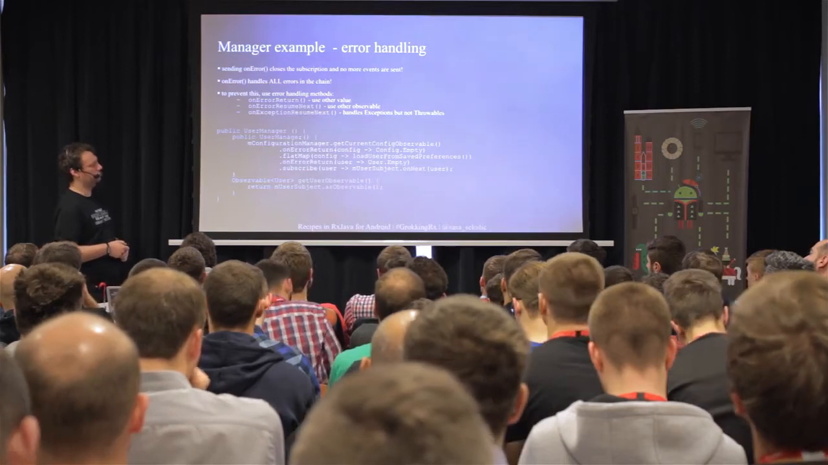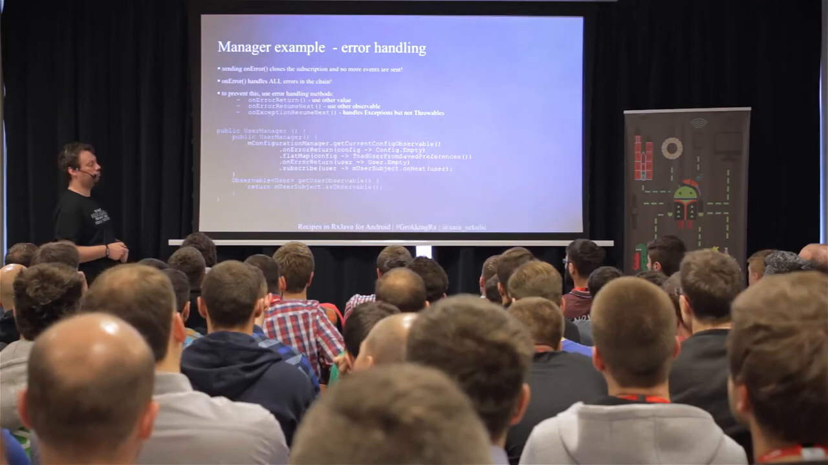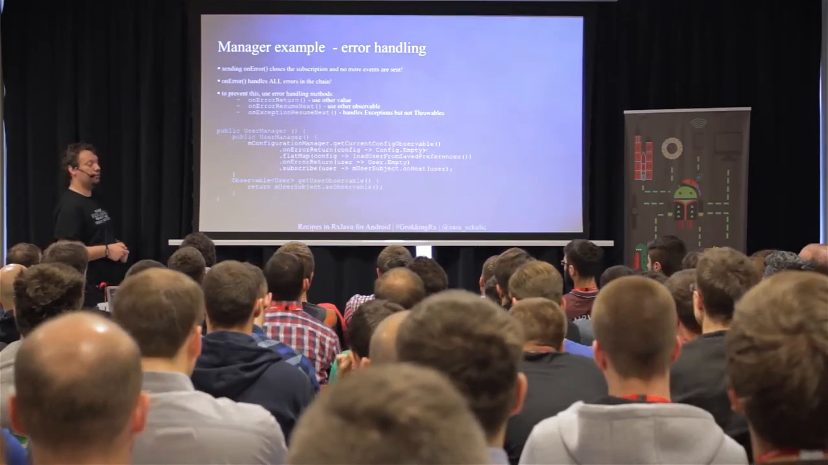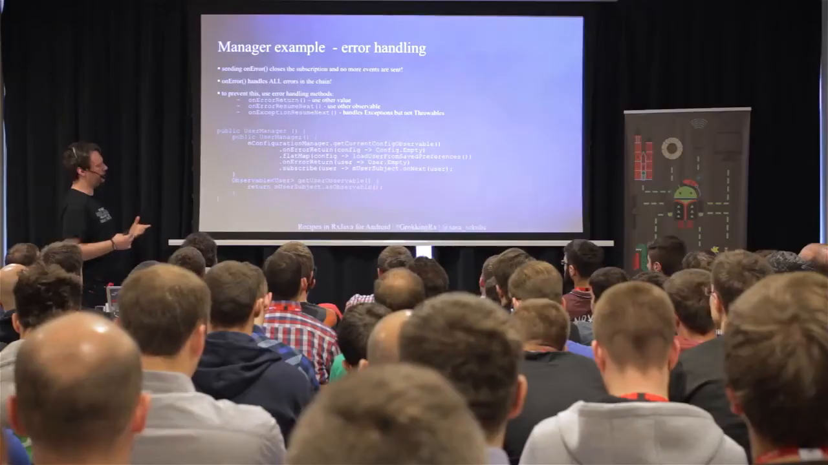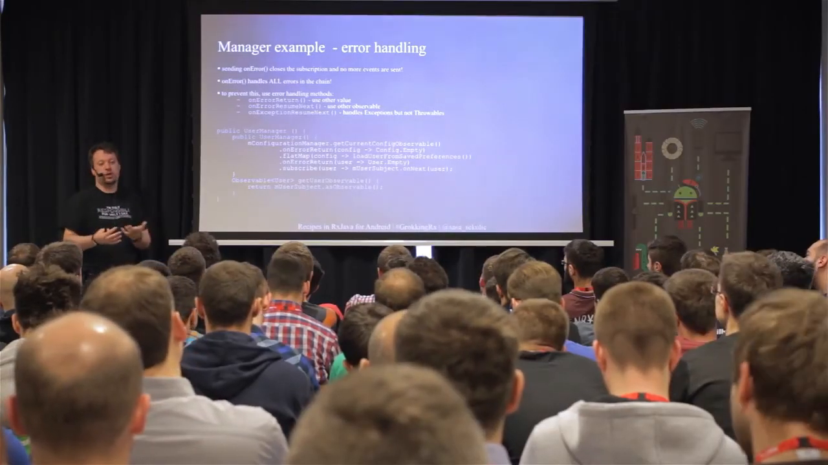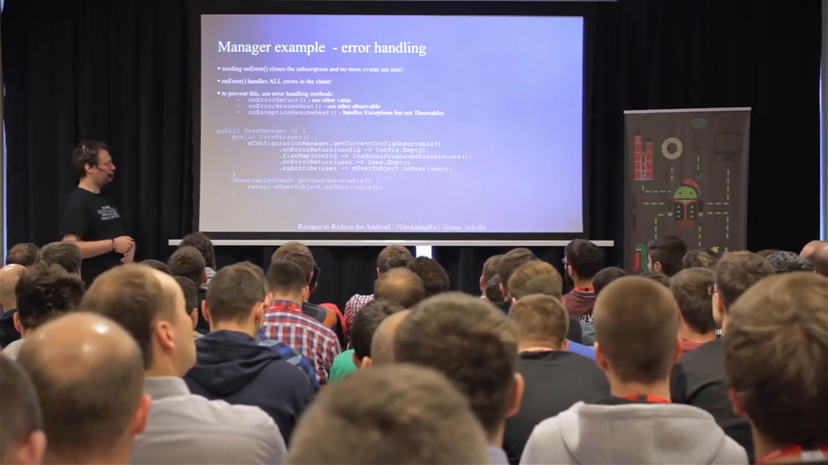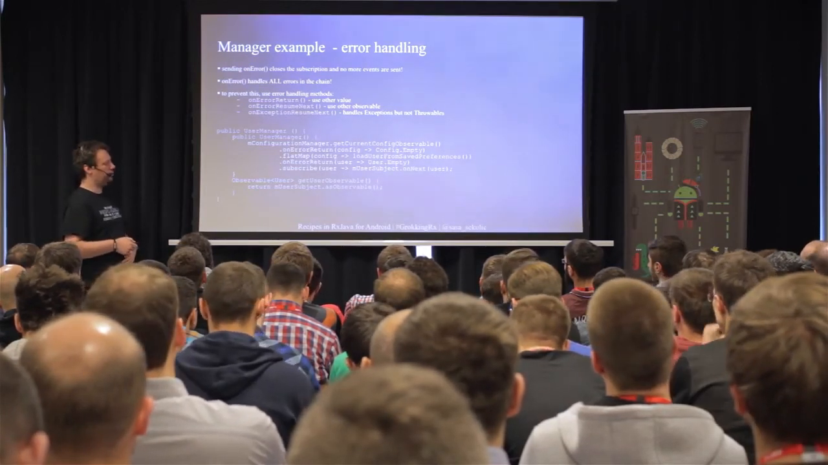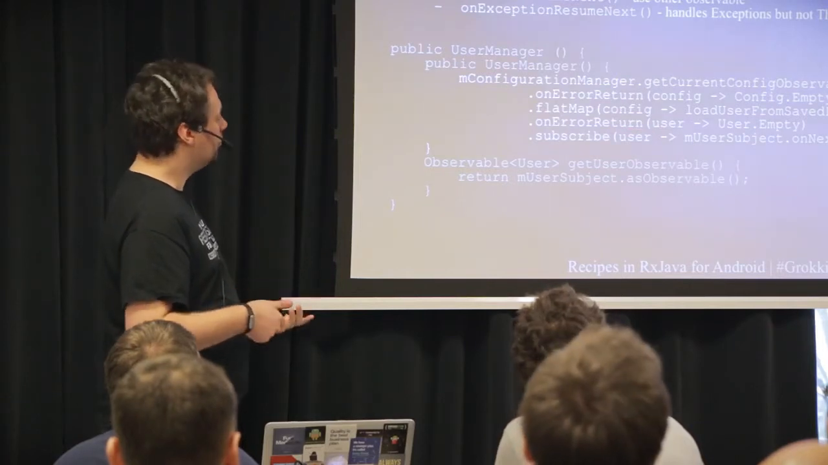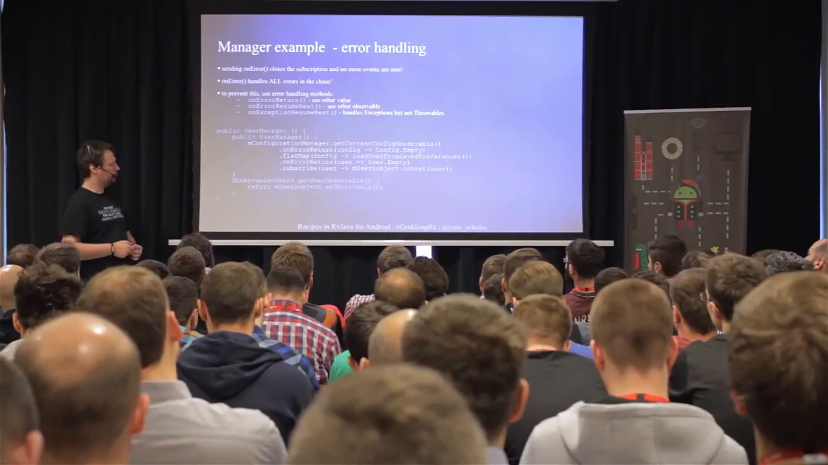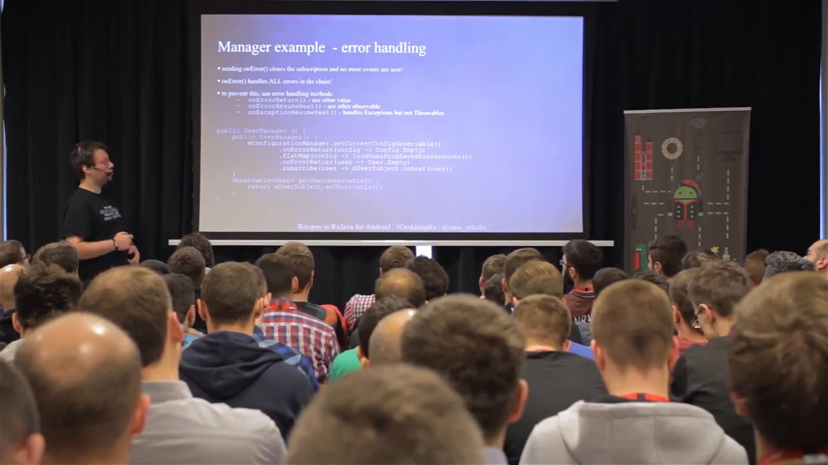So we have, again, we get the config. On error, we will probably propagate an empty configuration. So we will create an object that's empty, which serves just so we know that the configuration is not there, and we don't use on error to send it. Then we again do the flat map. Flat map again, on error, it returns an empty user, and that's it. So this on error handles all the errors in the chain.